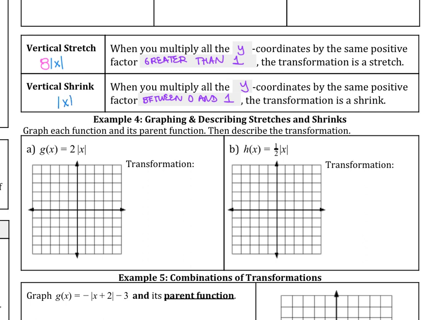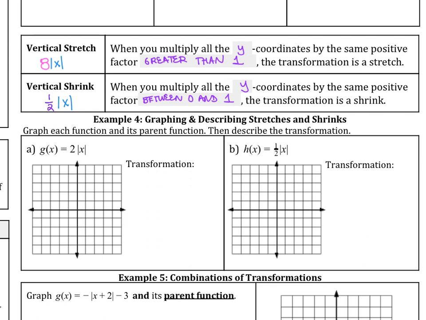Now let's look at the other example. When you multiply all y coordinates by the same positive factor between 0 and 1, the transformation is a shrink. Now it says positive. I always want us to think about this, that the value is between 0 and 1. So what are some numbers between 0 and 1? Well, we can think of a half, 1/2. We can think of 0.5, 0.6, and things like that.